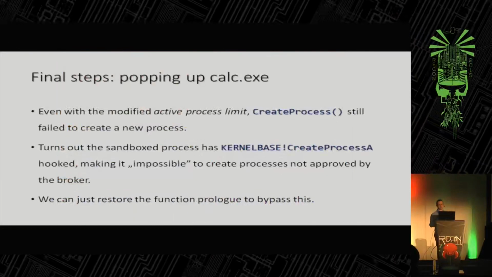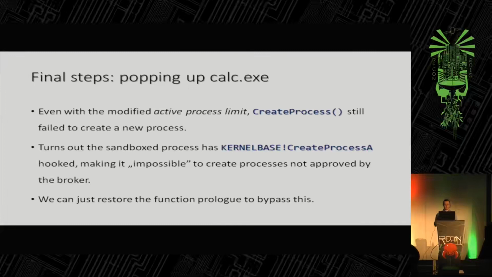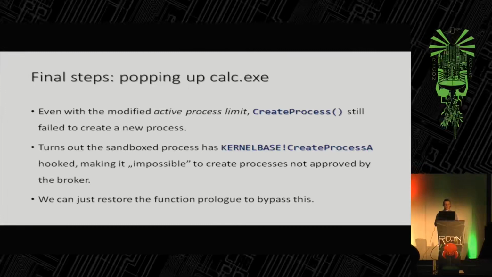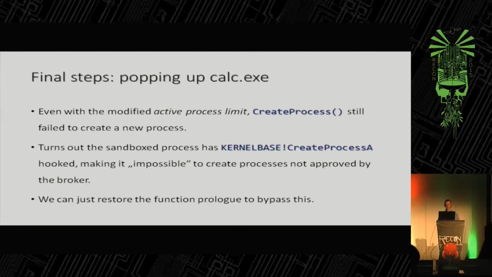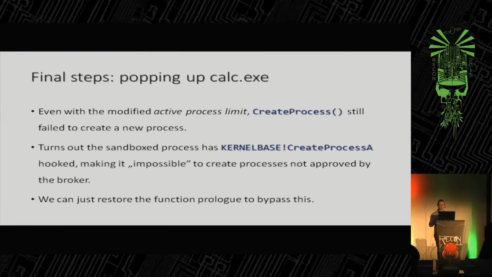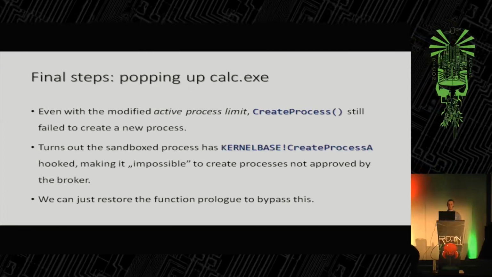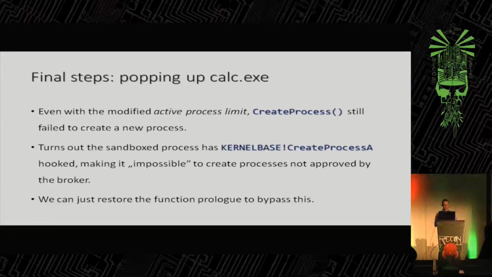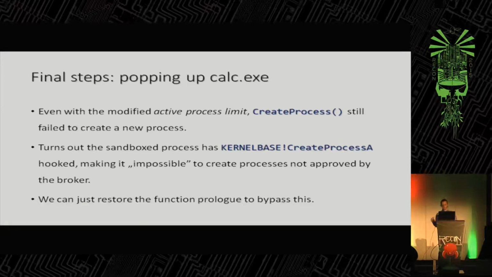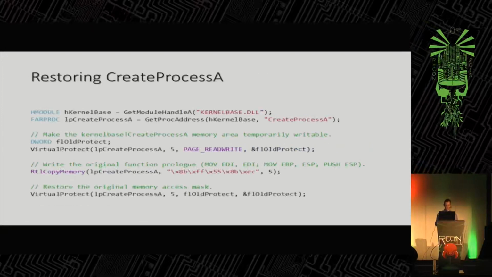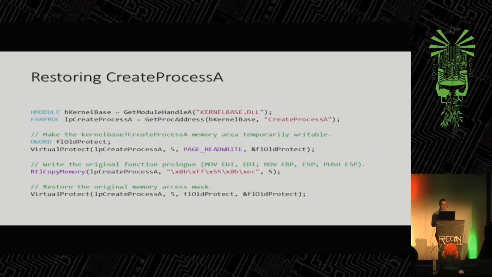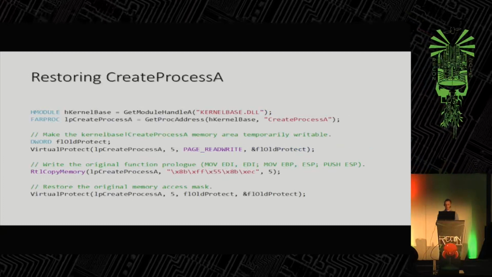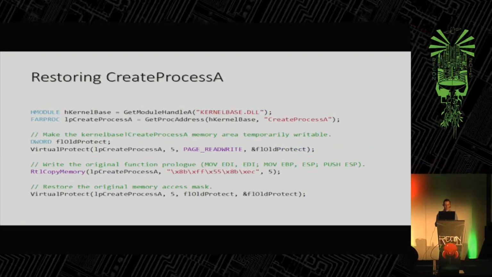And the final step would be just to pop up a calculator using CreateProcess. But after several minutes of trying to make this happen, I realized that Adobe Reader hooks the kernel-based CreateProcess function, so we just have to restore it to make it work. And this is very simple. We just put the original 5-byte function prolog inside of the memory.